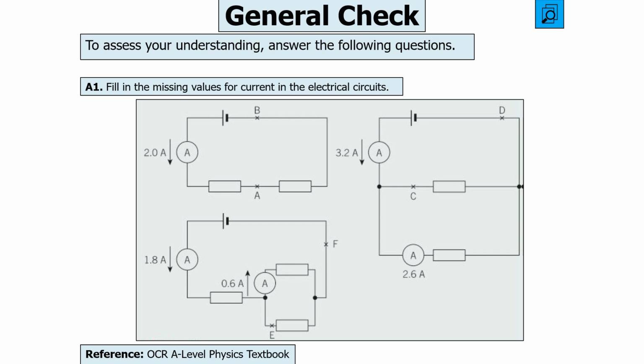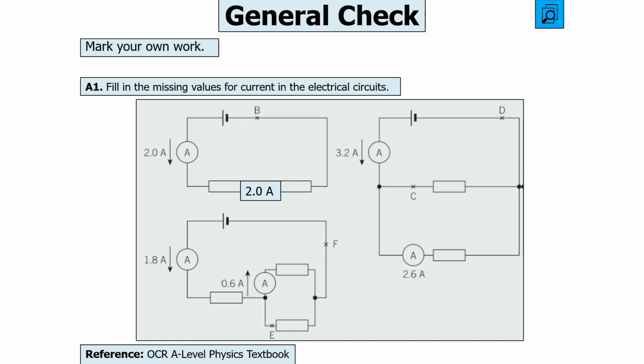The next question says, fill in the missing values for current in the electrical circuits. So pause the video now, then unpause the video when you want to go through your answer. Right, it's important to note that the current through a junction, what was going into the junction must come out of the junction. So the first one is 2 amps.